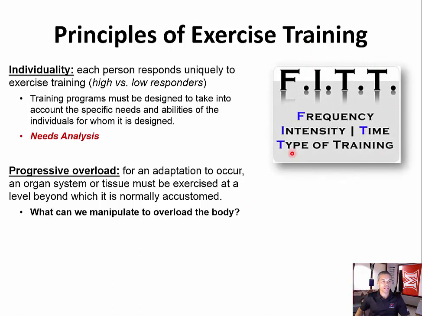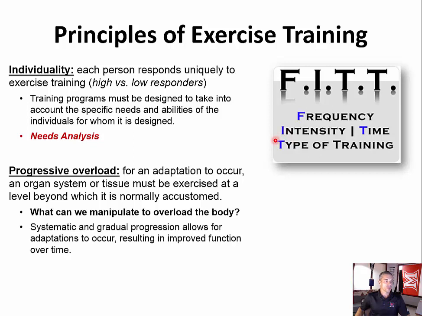Other things that we can manipulate in terms of the training program itself include the frequency, so the days per week of training, the intensity at which training is performed, the time devoted to each training bout, and the type of training. We know that the adaptations to aerobic training are much different from the adaptations following resistance training. The key here with progressive overload is that there's a systematic and gradual progression that allows for these physiological adaptations to occur, resulting in improved function over time.